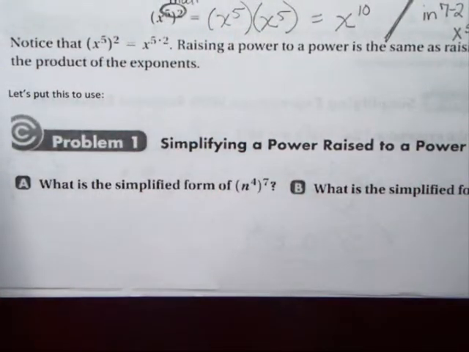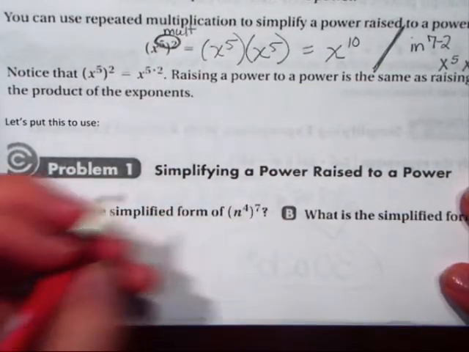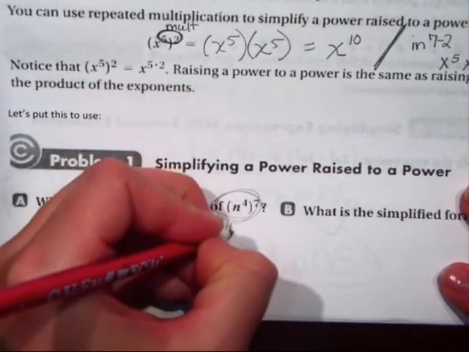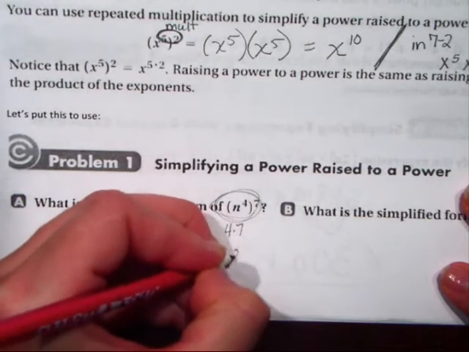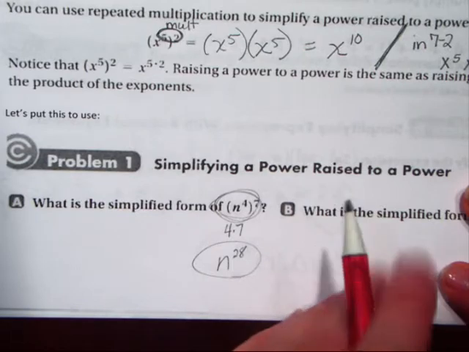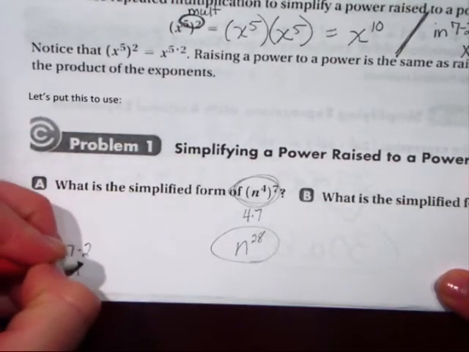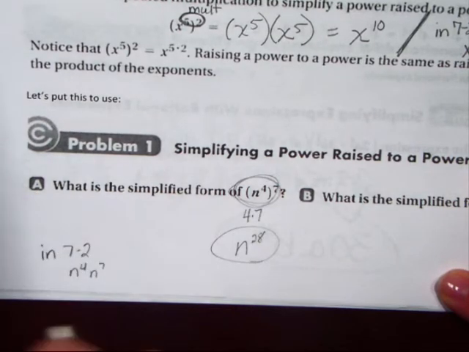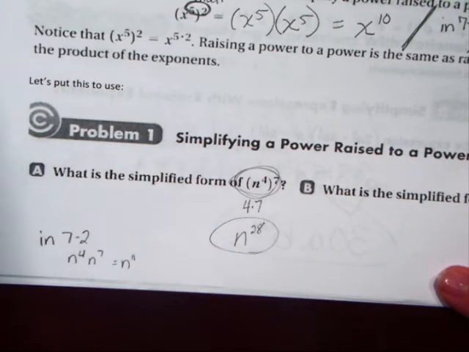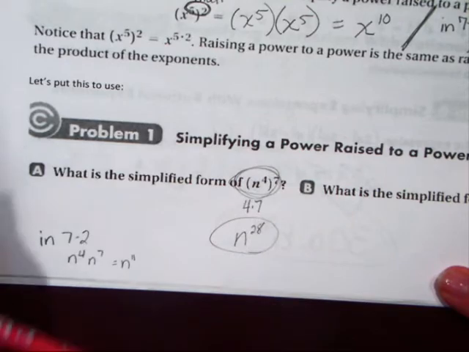Okay, problem 1. What is the simplified form of n to the 4th to the 7th? Because it's written like this, it's a power to a power, I multiply 4 times 7 and I get n to the 28th. Don't get that confused with what you would have done in 7-2. In 7-2, the problem would have looked like this. It would have said n to the 4th, n to the 7th. That's a way different problem. In 7-2, you would have got n to the 11th. But when it looks like this, when it's a power to a power, you multiply them.